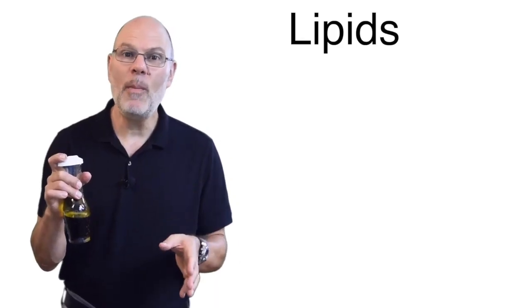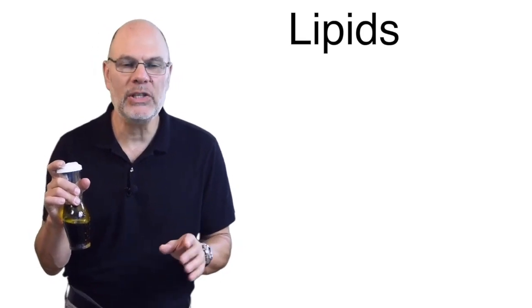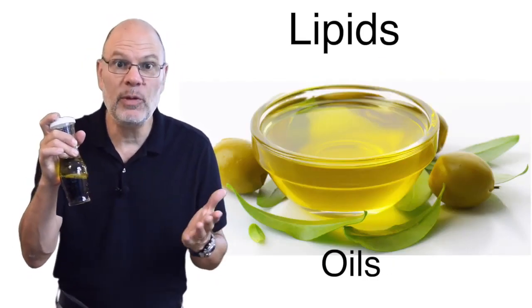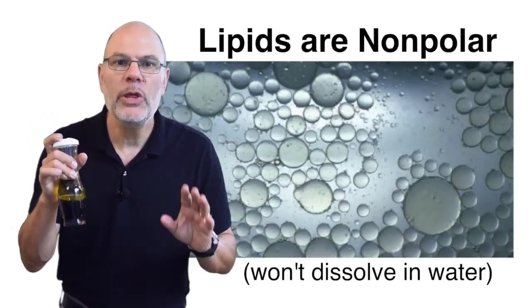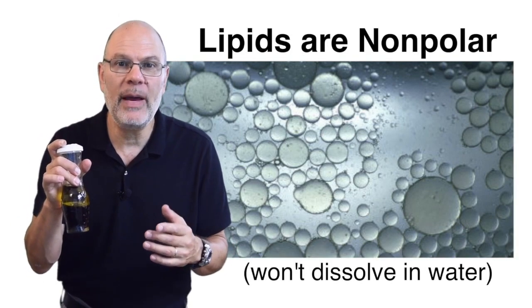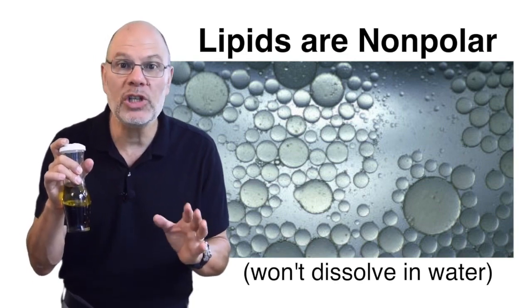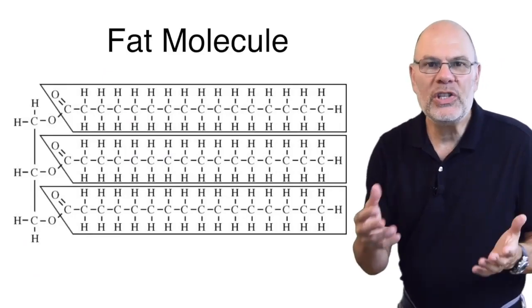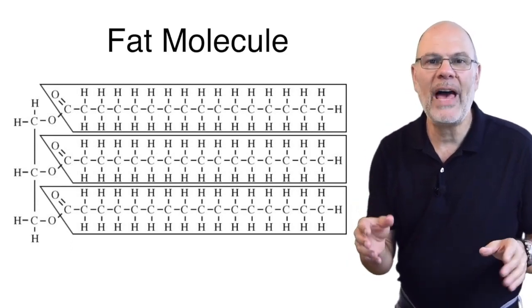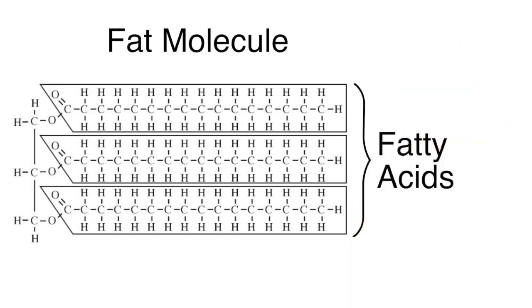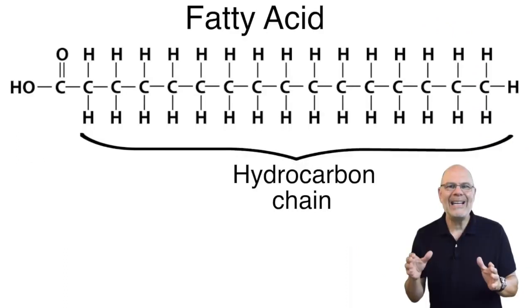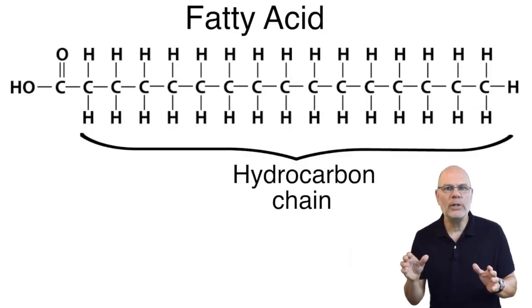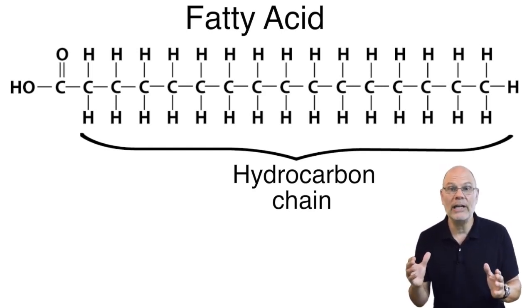Let's move on to biomolecule family number 2, the lipids. Lipids include fats like butter, oils like vegetable or olive oil, and waxes. The key characteristic of the members of this family is that they're entirely or mostly nonpolar. Fats and oils are chemically very similar. You can see in the structural formula of a fat that one of their main building blocks is what's called a fatty acid. Fatty acids have a long hydrocarbon chain, and those hydrocarbon chains are loaded with chemical energy.